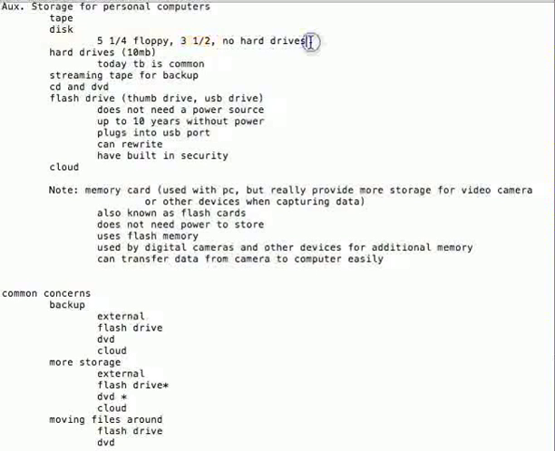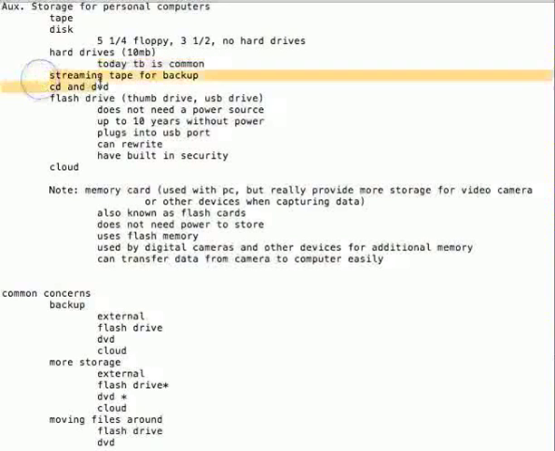And keep in mind, at this time in the late 70s, early 80s, we had no hard drives on our personal computers. Our very first hard drive came in the early 80s, and it was 10 megabytes. And today, by comparison, 1 terabyte is common. A terabyte is common for auxiliary storage hard drive size today.